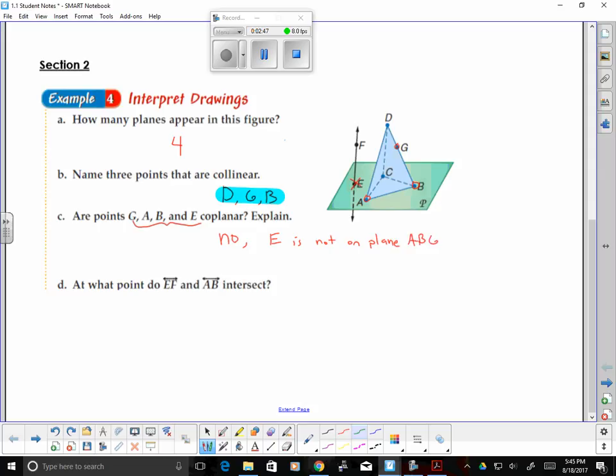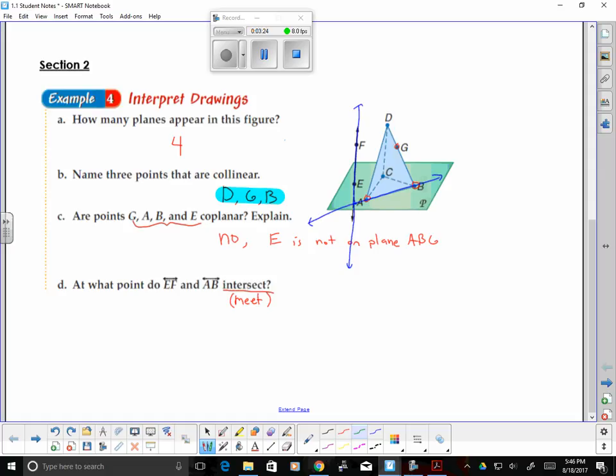And lastly, at what point do EF and AB intersect? Where do they meet? What point do they share? For that one, I'm going to find line EF. That is here, all these points. And we're then looking at AB, which is here. Now the question is, are they going to meet? In 2 dimensions, if I was just looking at the marker board, they would meet right here.